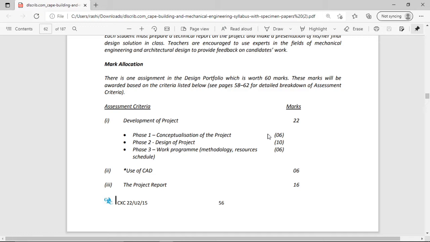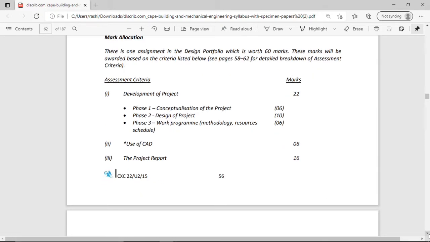All right, so Phase 1, you get 6 marks for the conceptualization of the project. Phase 2, you get 10 marks for design of the project, and Phase 3, you will get 6 marks for the work program, the methodologies, and so on. That's for the development phase of the project. Use of CAD, just for the use of AutoCAD, you're looking at the drawings and seeing how well you would have used the software. You will get some marks for that also. You get 6 marks for that.